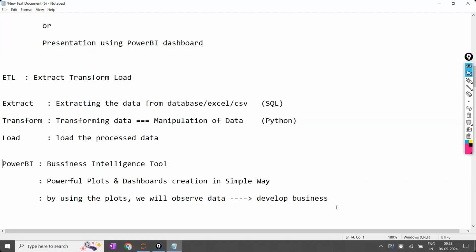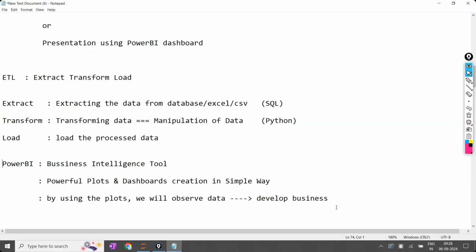For example, Amazon is there. In Amazon, multiple products are there. Electronics are there, home appliances are there, dresses are there. Like this, we are having different types of products. For each category, what is the sales? Last month, in the August month, what is the sales of each category? For which category are there more sales?